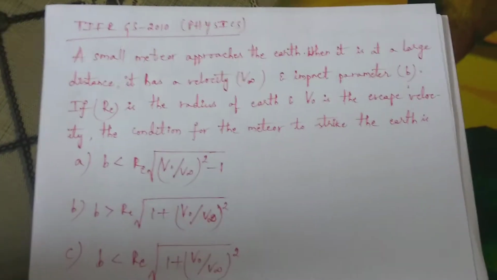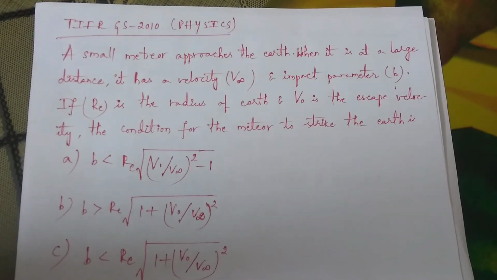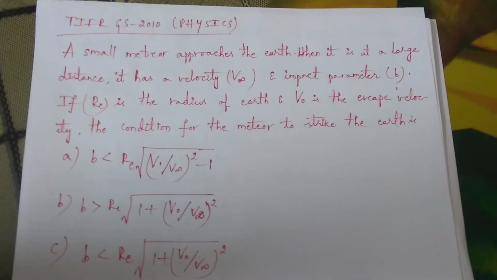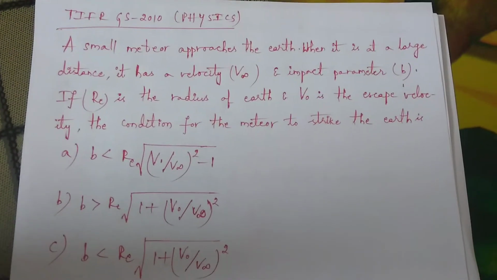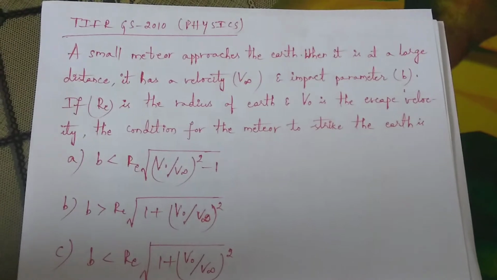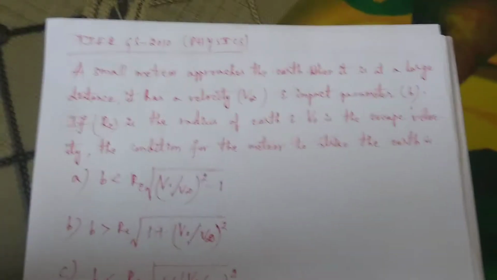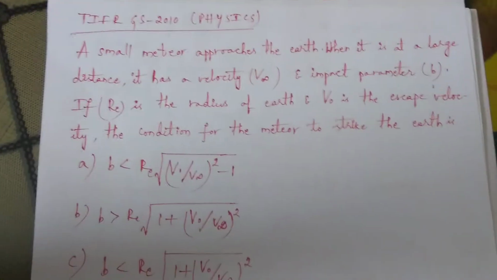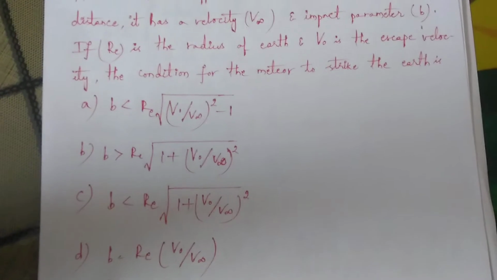The problem is: a small meteor approaches the Earth. When it is at a large distance, it has a velocity v infinity and impact parameter b. I'll explain what the impact parameter is in a while. And if Re is the radius of Earth and v0 is the escape velocity, the condition for the meteor to strike the Earth is, and they have given 4 options.